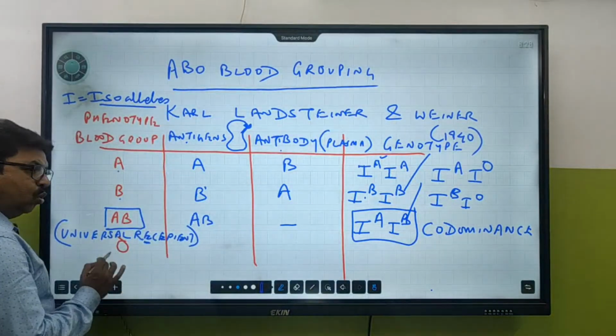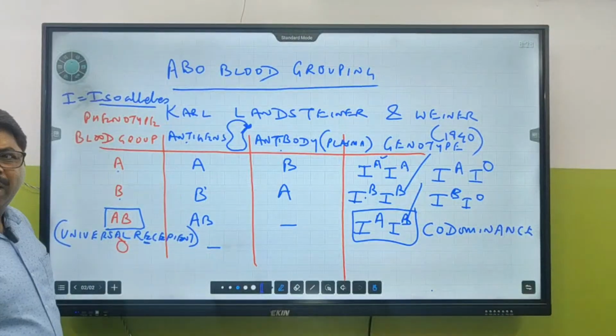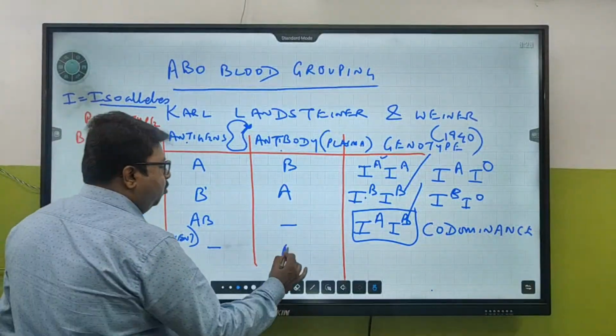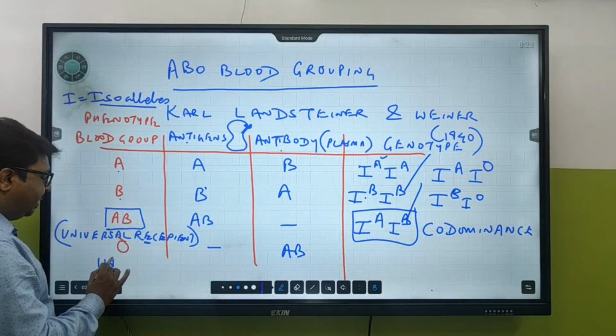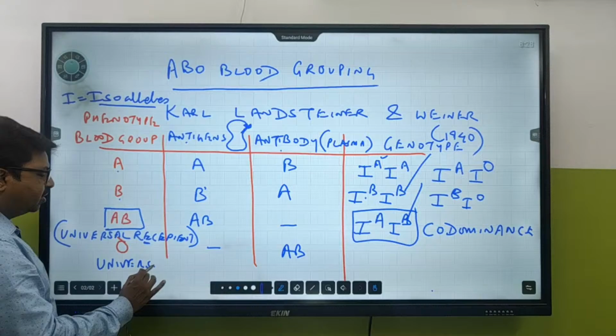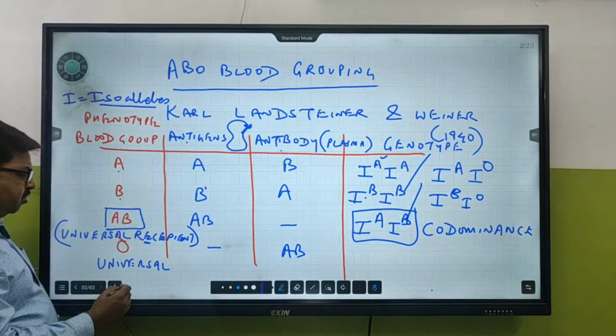When we talk about O blood group, O means nil. What is not there? No antigen, but they have both the antibodies present. So there is no antigen, and we can call them universal donor because they have no antigen, they can give to different types of blood groups. So universal donor.